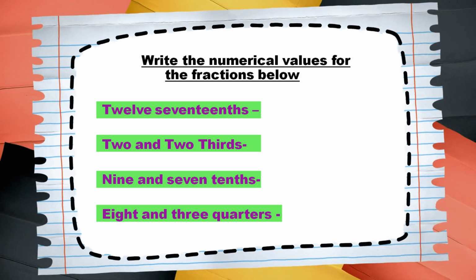You should be finished by now. Let's see if what you have is correct. Twelve-seventeenths. How did you write twelve-seventeenths? Did you write 12, draw a line, then 17 at the bottom? That's absolutely correct if you did. Two and two-thirds. What do you recognize about this fraction? Yes, it's a mixed number. So, our 2 will be written slightly bigger than the proper fraction, which is 2/3.